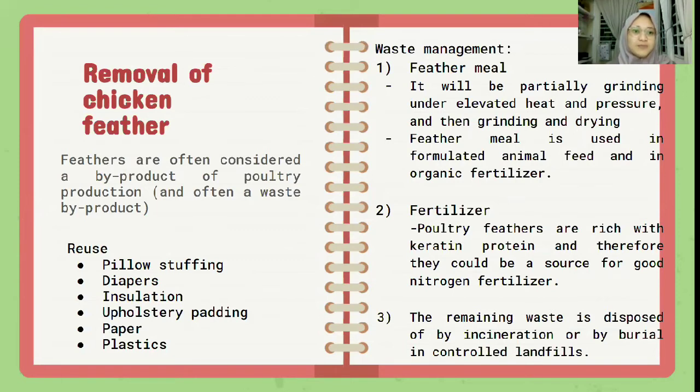Chicken feather can be used as feather meal. Feather meal is a byproduct of processing poultry. It is made of poultry feather by partially grinding them under elevated heat and pressure. After the grinding, it will undergo drying. Feather meal is used in formulated animal feed and in organic fertilizer.